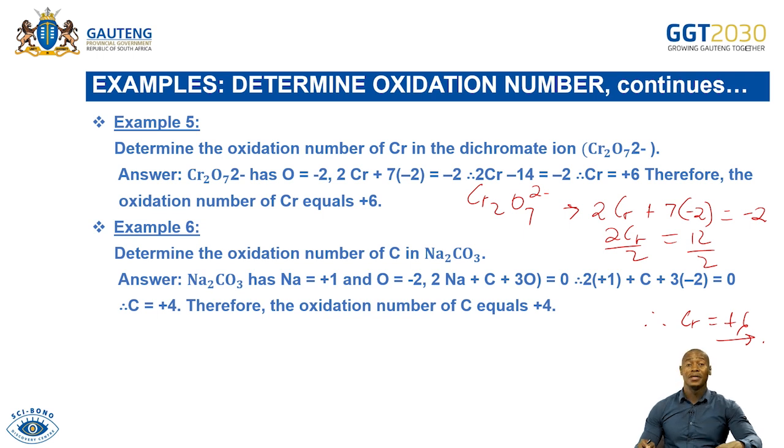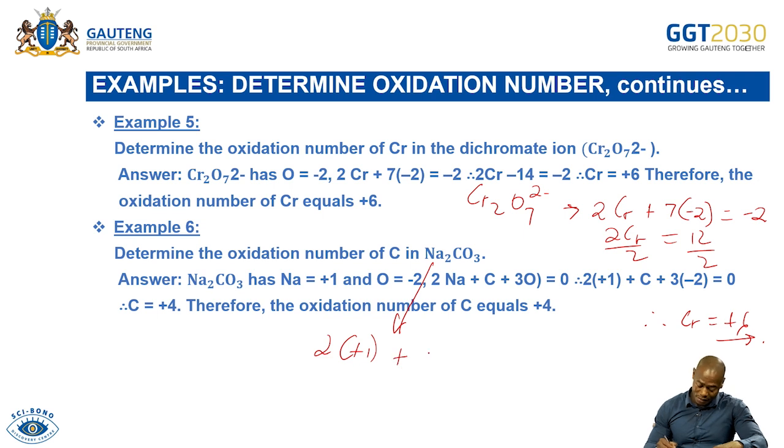Example: determine the oxidation number of carbon in sodium carbonate. So in sodium carbonate, there are 2 sodium atoms, right? And sodium is in group 1, so the oxidation number will be +1, right? Plus carbon, it's what we are looking for. We are looking for the oxidation number of carbon.